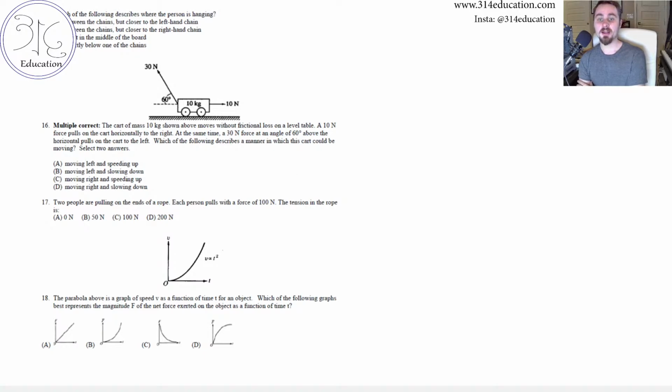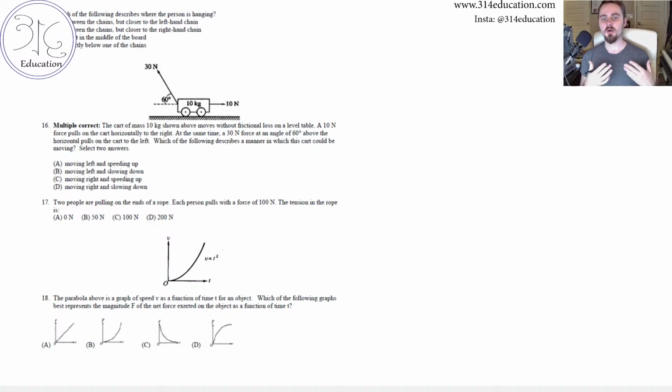So we have a cart of mass 10 kilograms, shown above, that moves without friction loss on a level table. A 10 newton force pulls the cart horizontally to the right. At the same time, we have a 30 newton force at an angle of 60 degrees above the cart, pulling up at that angle to the left. We want to know which of the following describes the manner in which this cart is moving.